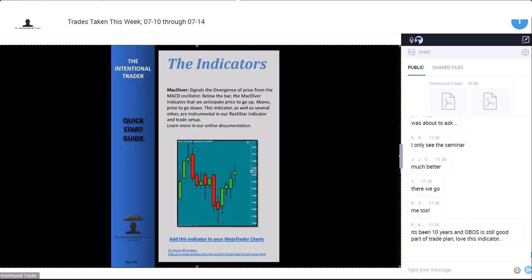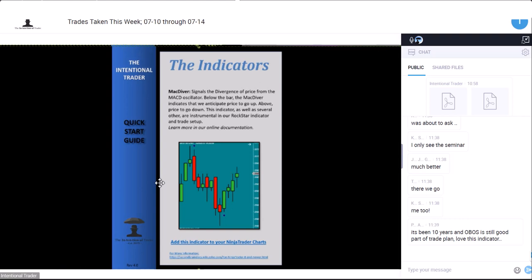McDiver is the exact same thing with the exact same algorithm for divergence, but instead of the RSI, we use the MACD oscillator.